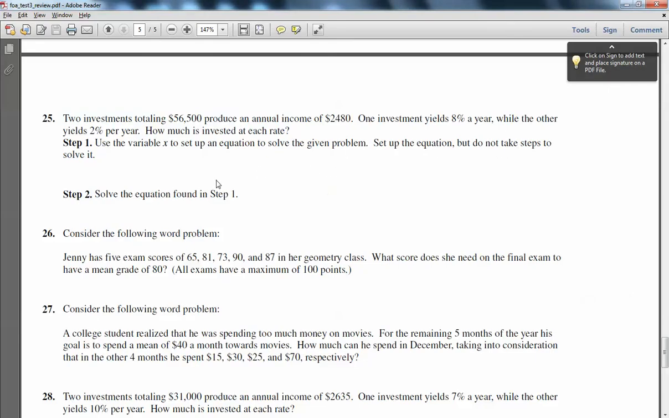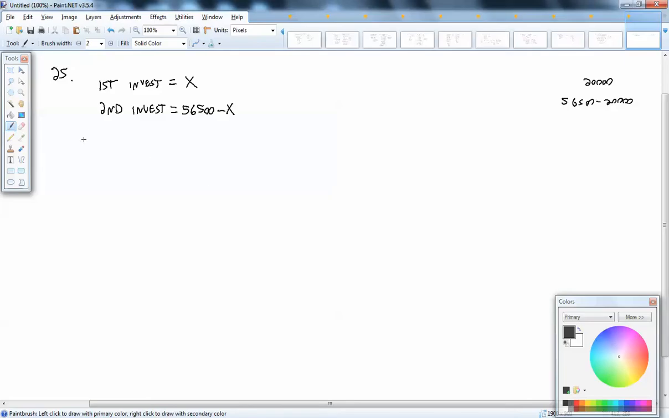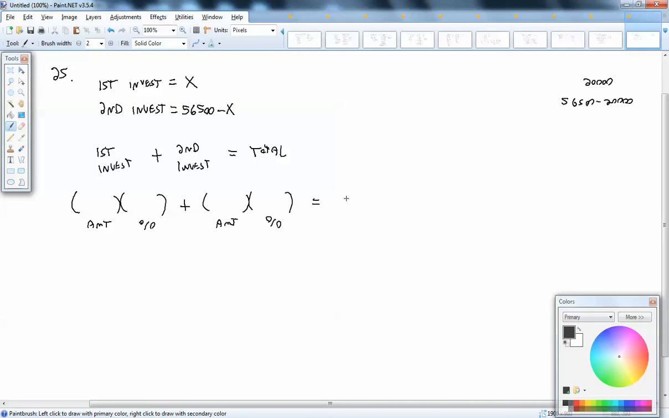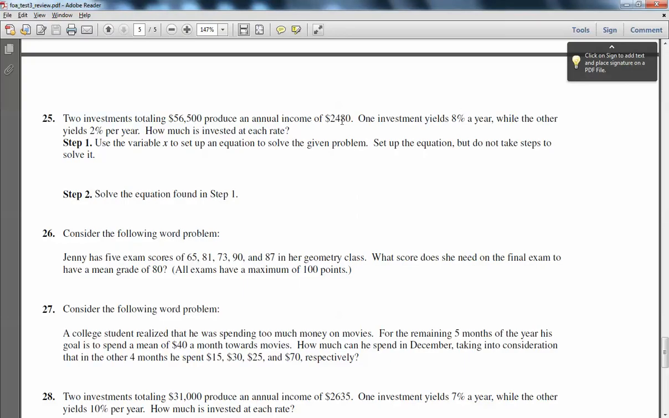Oh, solve the equation. Okay. So, again, we have our first investment plus our second investment gives us our total interest, or total whatever we're talking about. So we're going to have two variables: the amount and the percent. And we'll have the amount and we'll have the percent. These investment problems are always the same. And that's going to give us our total over here, which they give us directly. Produce an annual income of 2,480.